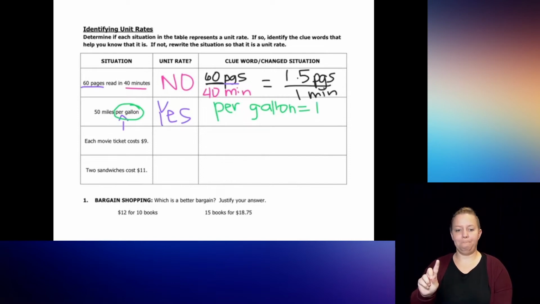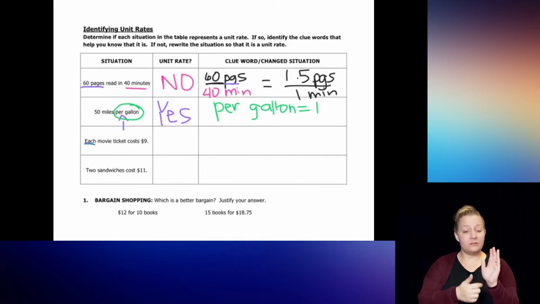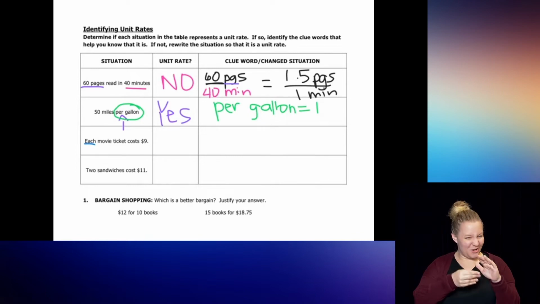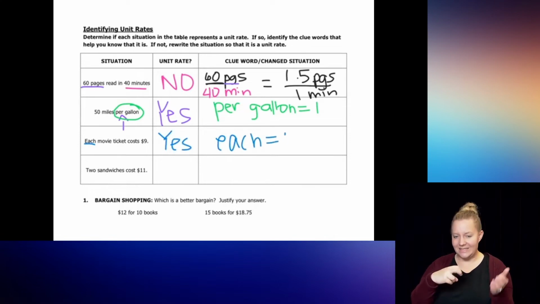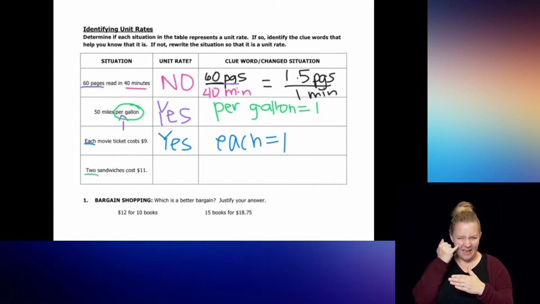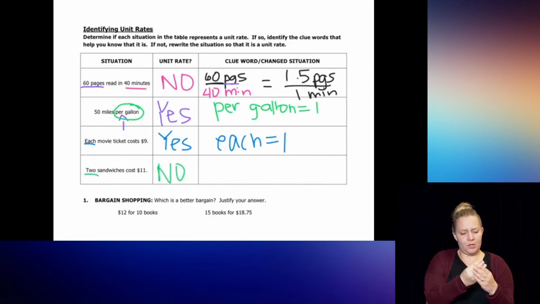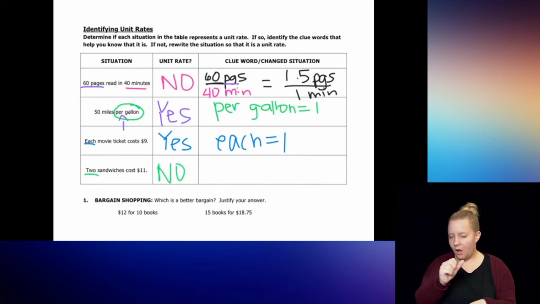The next one, each movie ticket costs $9. So again, for each movie ticket, which I've just indicated is our clue word right there for us, if each one of them, that just means 1 movie ticket. So this is already in a unit rate form. Again, each just indicates that there is just 1 of them. And then lastly, 2 sandwiches cost $11. I know that that is not a unit rate because it's not just for 1 sandwich.